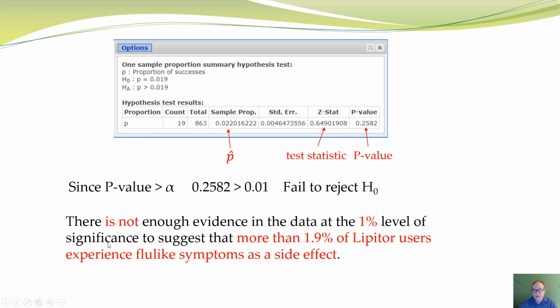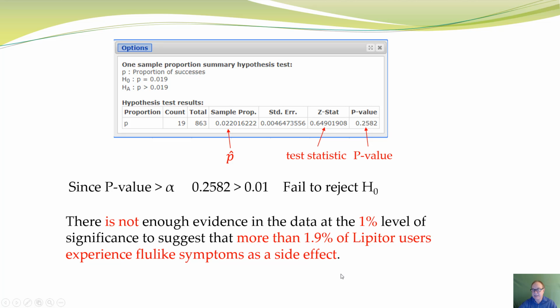Since you failed to reject, there is not enough evidence in the data at the alpha equals 1% level of significance to suggest that. Now, from the problem, what were we trying to check? We were trying to check whether more than 1.9% of Lipitor users experience flu-like symptoms as a side effect. If you went to the problem, this is taken right from the problem. This is what you were trying to test.